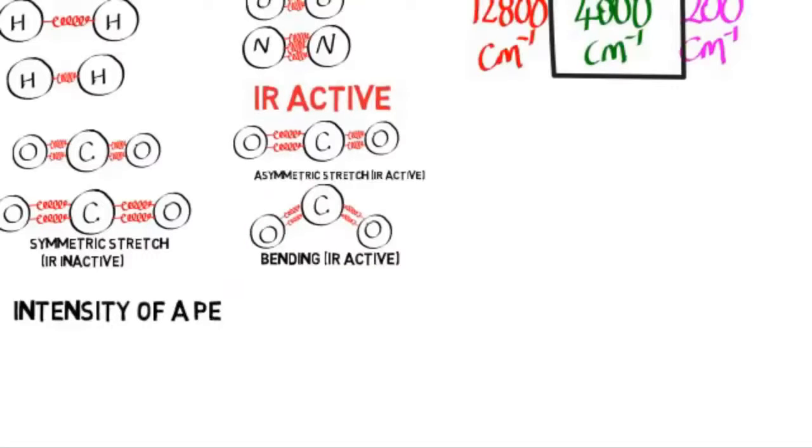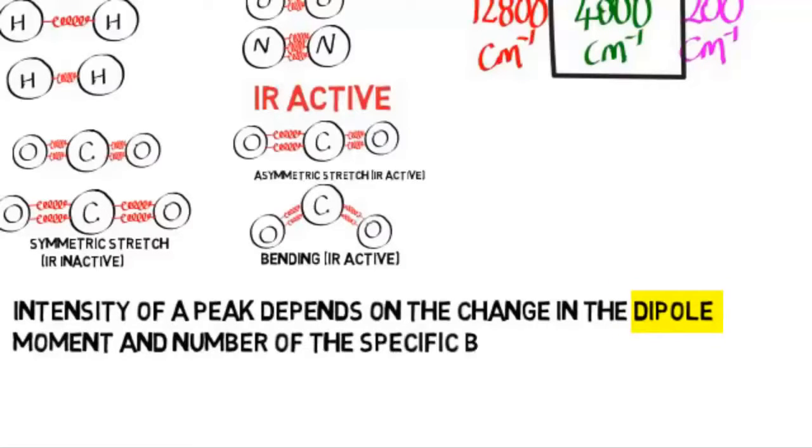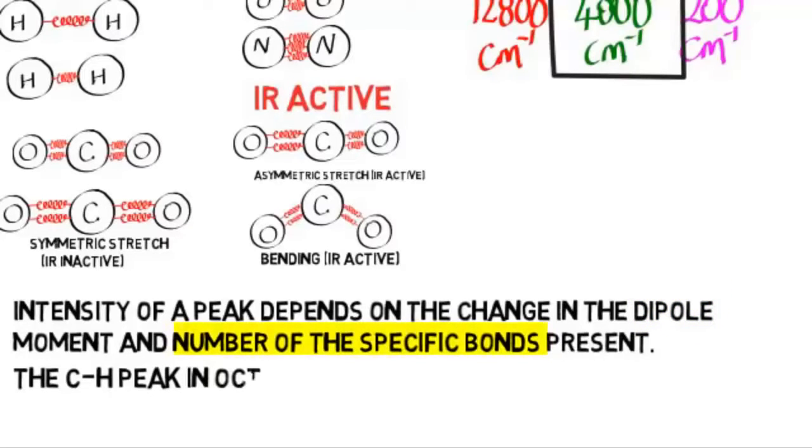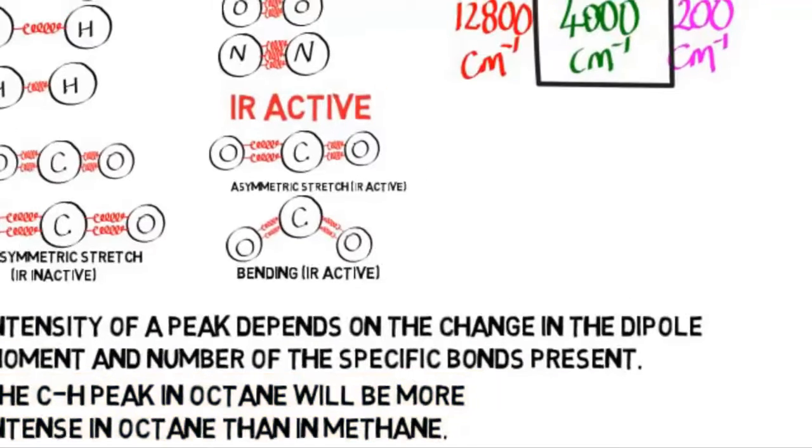And note that the intensity of the peaks produced in the infrared spectrum depends both on the change in the dipole moment of the particular bond undergoing vibration, and on the number of the specific bonds present in the molecule. So for example, the CH peak in octane will be more intense than that for methane, CH4.